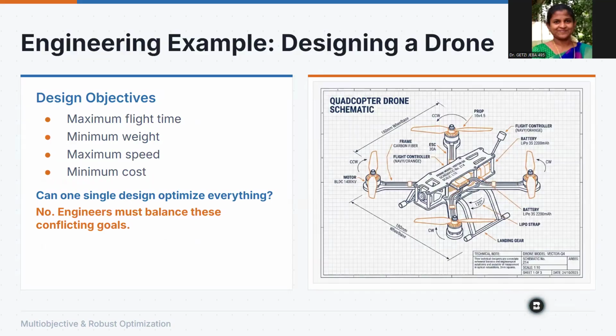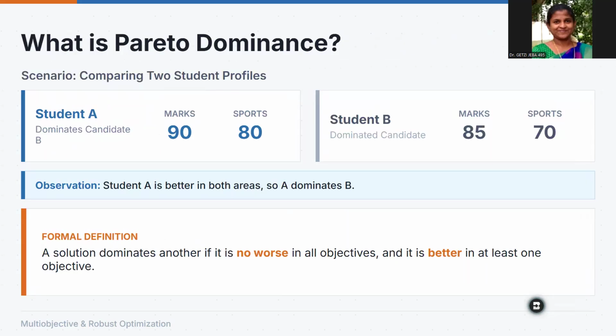So let's take an engineering example, designing a drone, as we discussed in the previous lecture. So my design objectives are maximize the flight time, minimum weight, maximum speed, and minimum cost. So the engineer can never balance all these objectives. Okay, so can never design a drone with these conflicting goals.